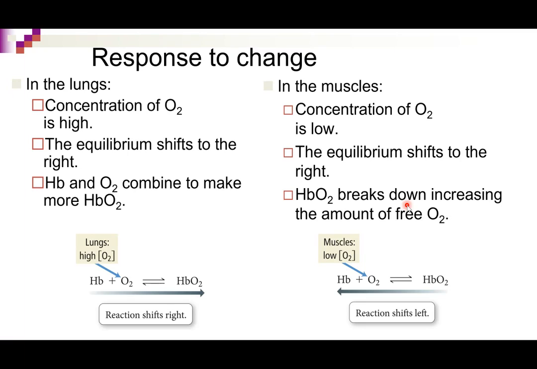So this is just a quick introduction to what a dynamic equilibrium is, and then a quick introduction to the things we're going to talk about at the end of the chapter. So how can we shift that equilibrium?